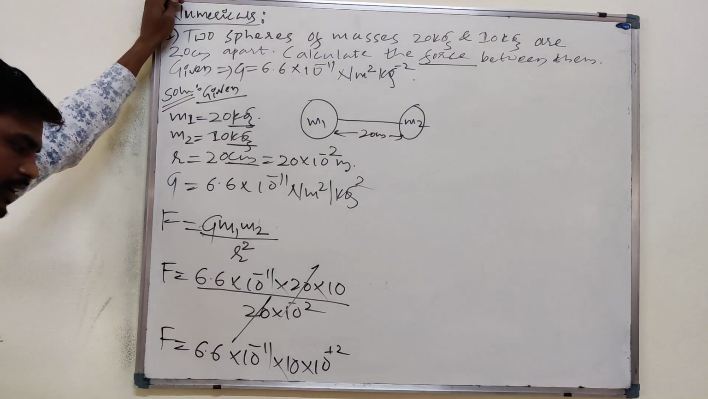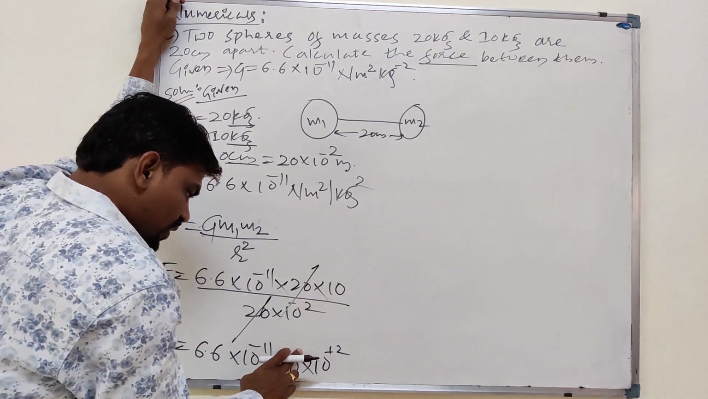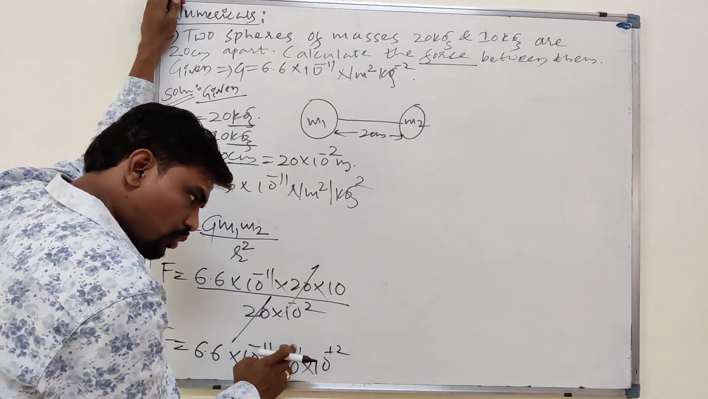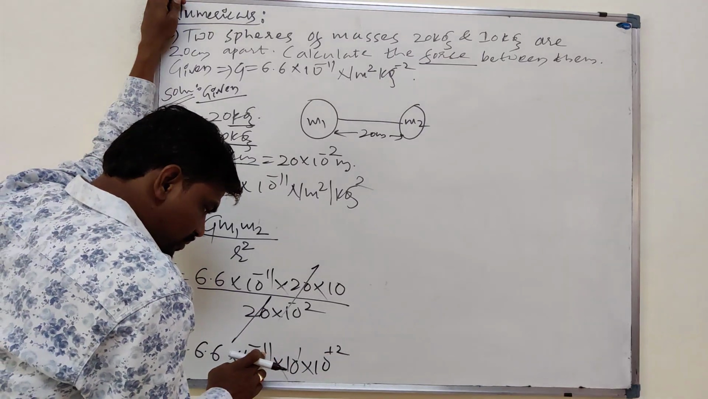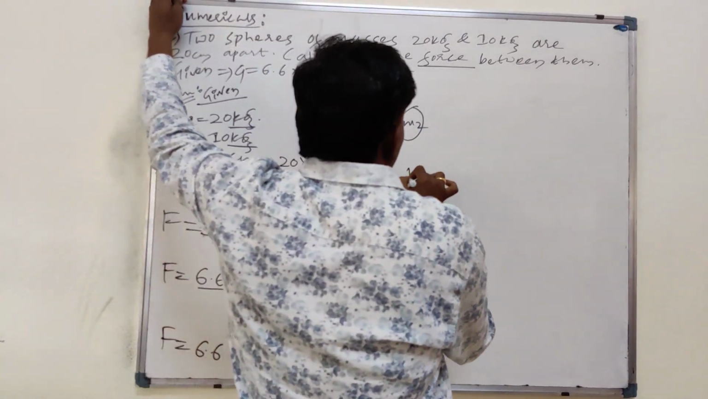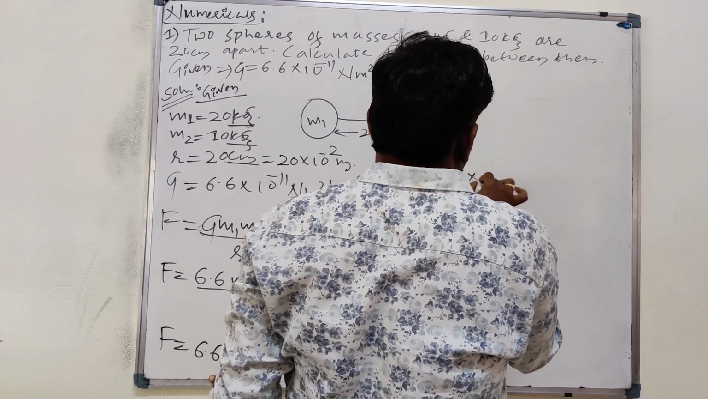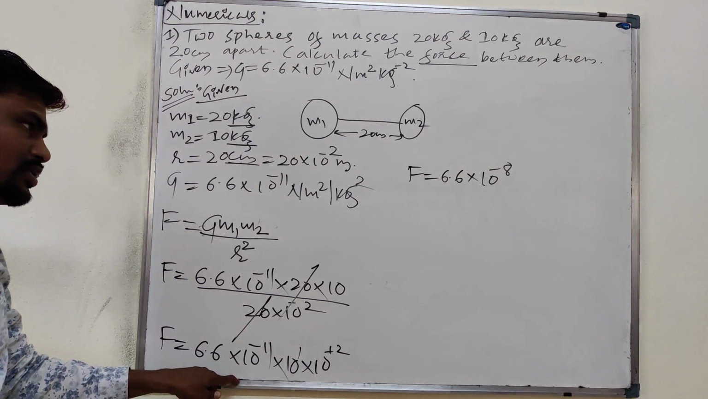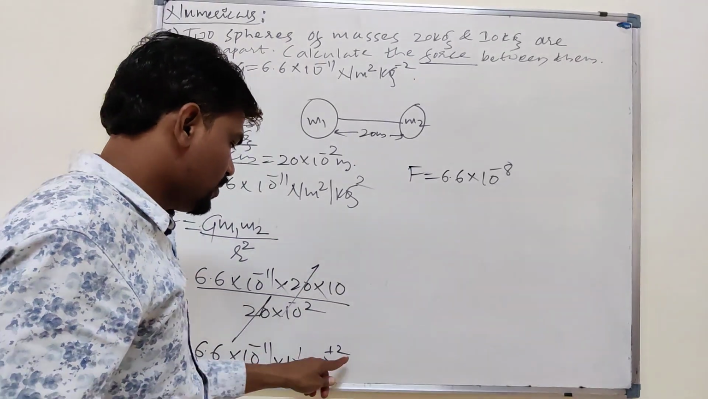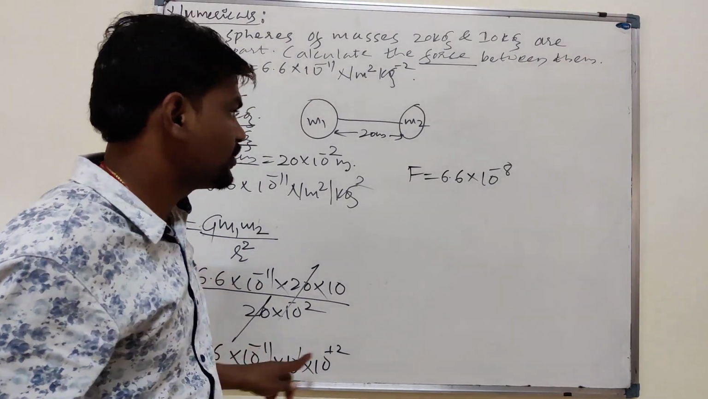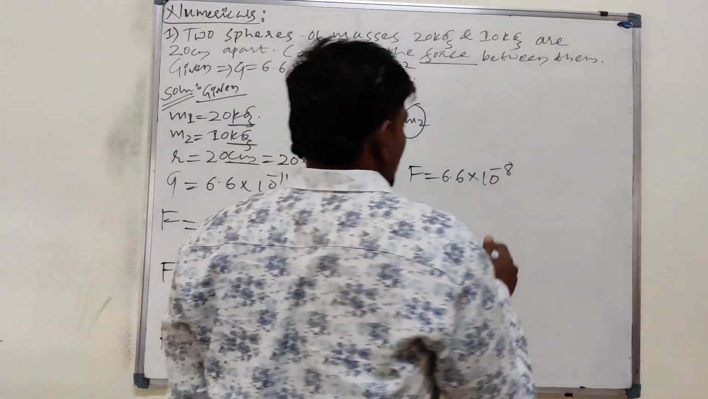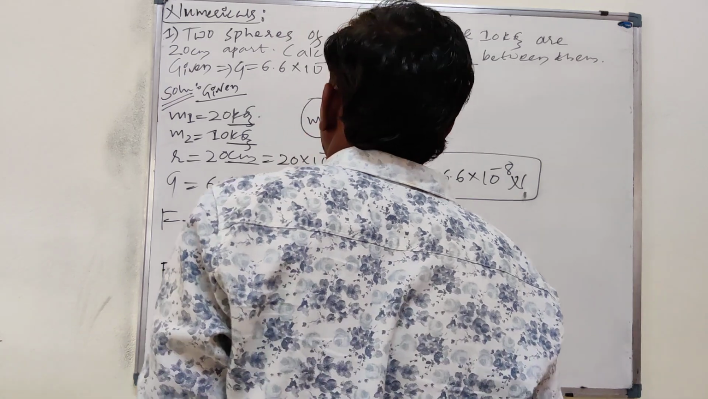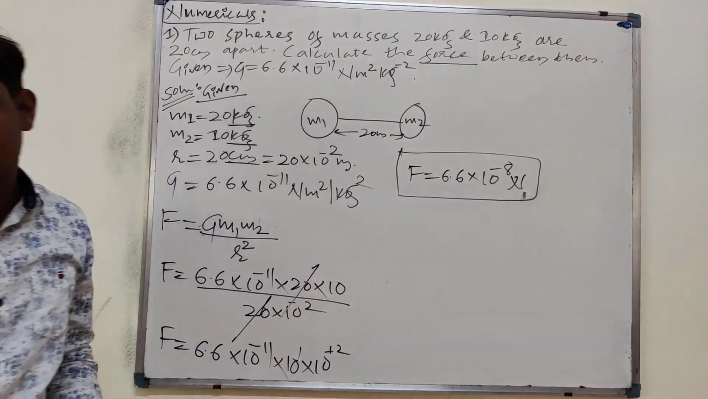Adding the powers, F is equal to 6.6 into 10 raised to minus 8. Minus 11 plus 3 is minus 8. Right? So the force is 6.6 into 10 raised to minus 8 Newton. So this is the force between those two masses. Right?